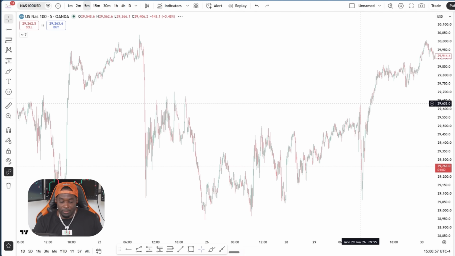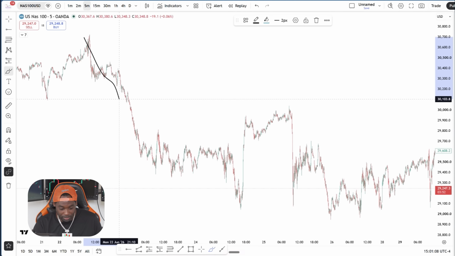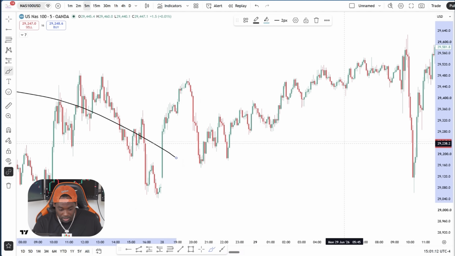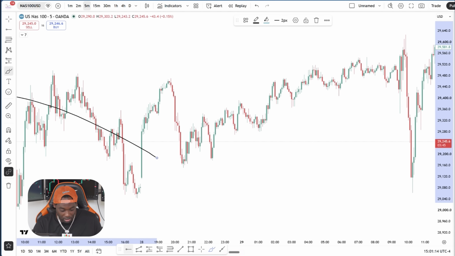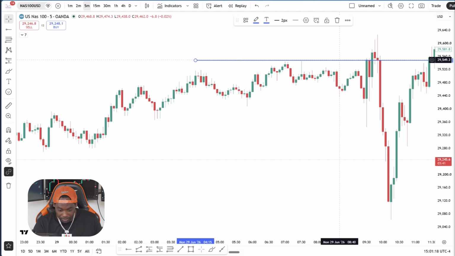All right, guys, so right here, what we have is the 5-minute chart. I'm trading the NASDAQ. And basically what I see right here is the market looking like it's going down. So I'm like, all right, I want to look for some type of shorts because overall I see that the market is downtrending. So I see a resistance level right here.